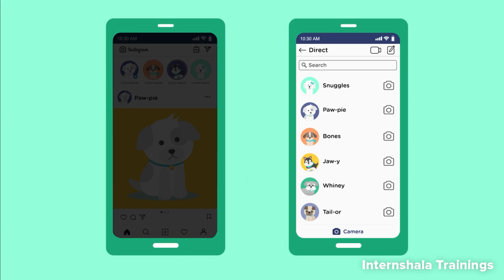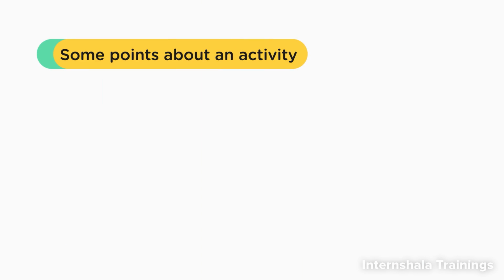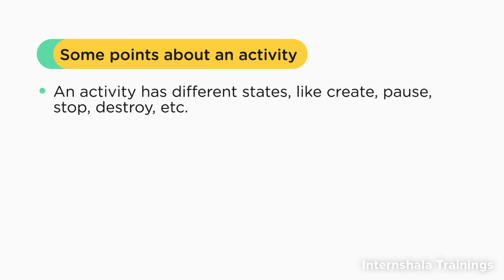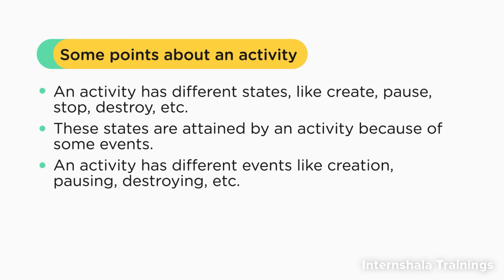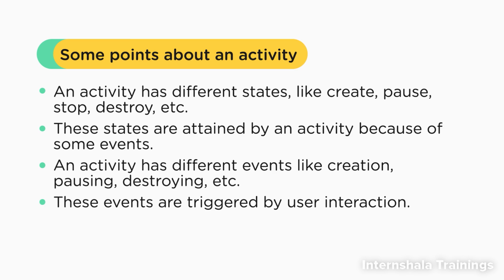So based on this, we can make some general points about an activity. 1. We can say that the activities have different states like create, pause, stop, destroy, etc. We will learn about all these in just a bit. These states are attained by an activity because of some events. So we can say that an activity has different events like the creation or pausing or destroying of an activity, etc. All these events lead to a different state of the activity.